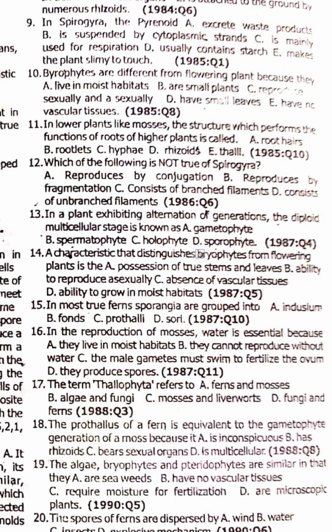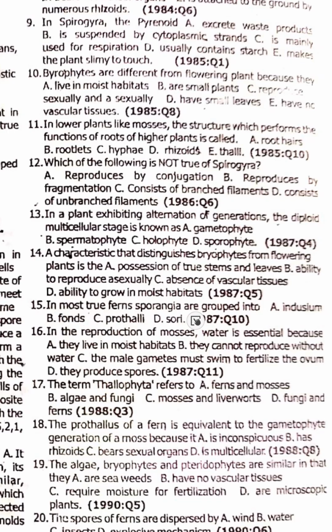Liverworts, mosses, and ferns. Ferns is spelled F-E-R-N-S. 14. The characteristic that distinguishes bryophyte from flowering plant is, almost a repeat of question 5, absence of vascular tissue, option C.